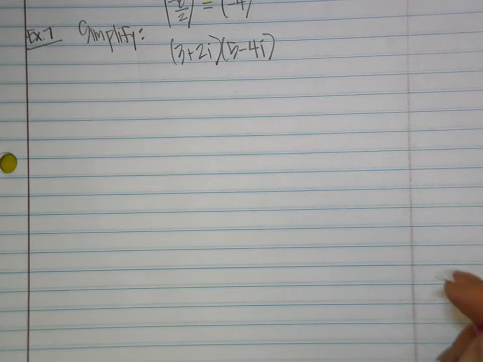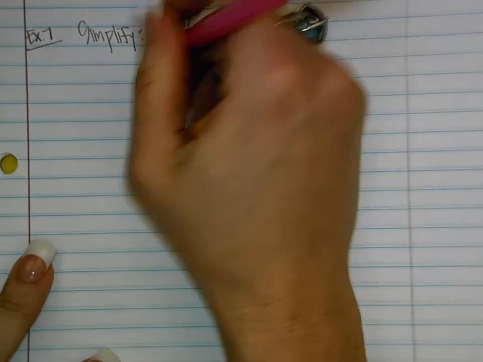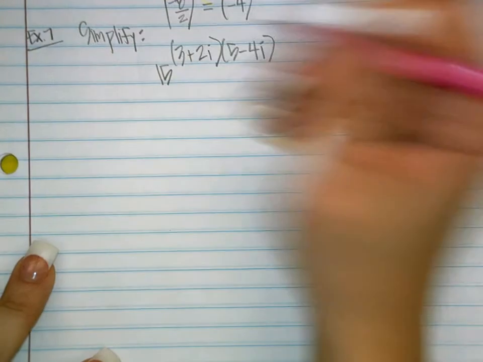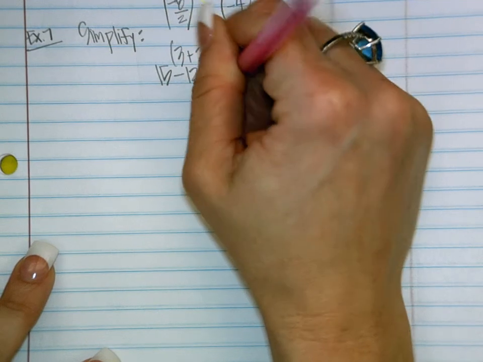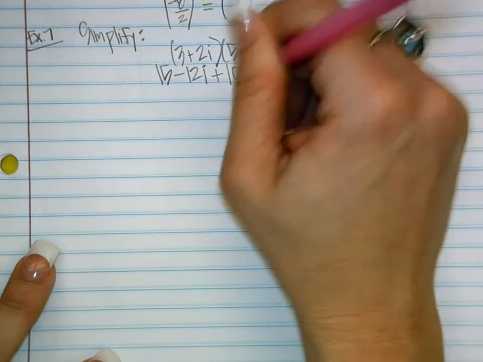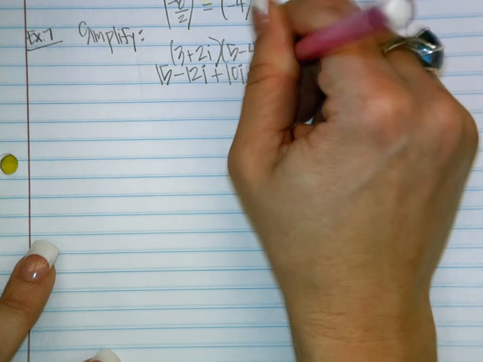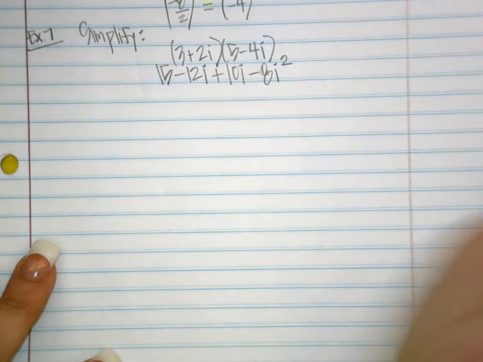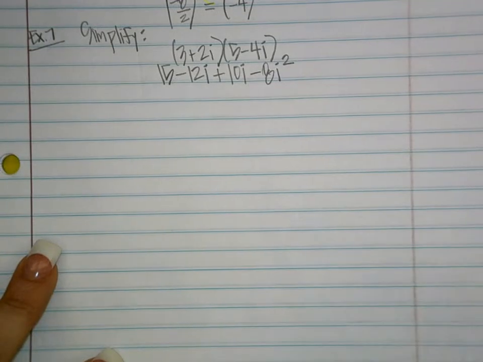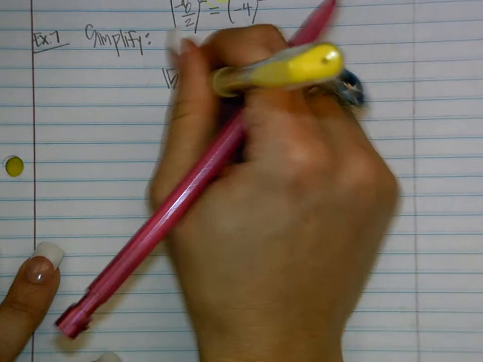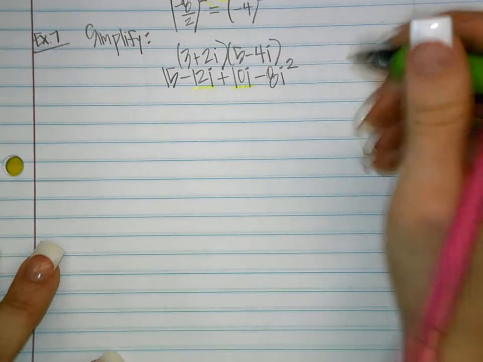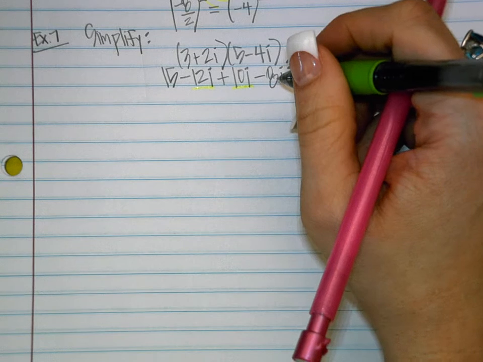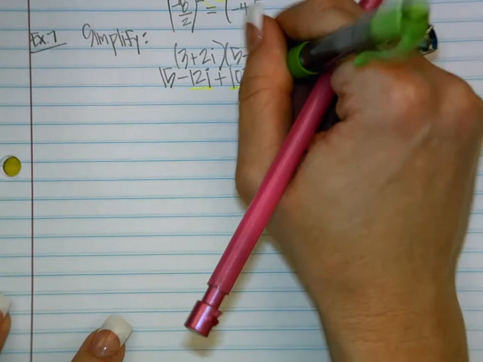Just FOIL. So first times first gives you 15. Outsides is minus 12i. Insides plus 10i. And last, negative 8i squared. Combine your like terms, so we're going to add the 12i and the 10i. What happens with negative 8i squared? Turns into a plus 8.